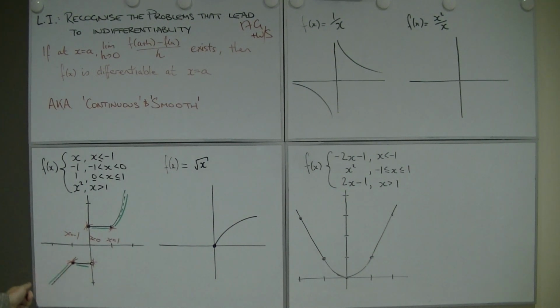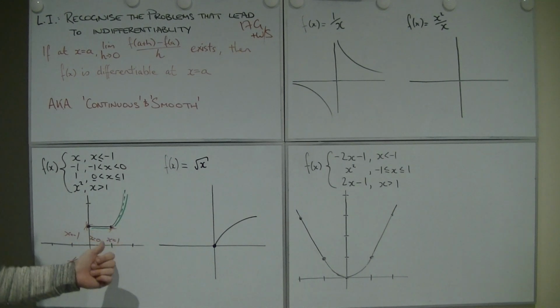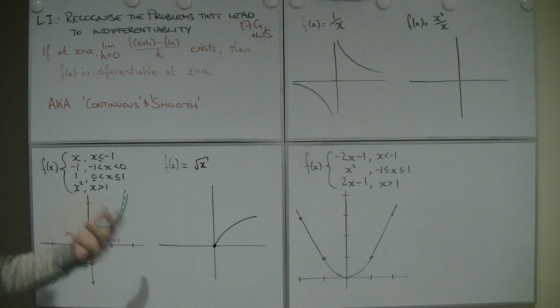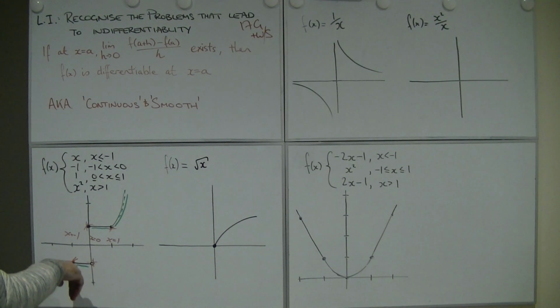We can differentiate before it, that's fine. We can differentiate between x is -1 and x is 0, we can differentiate between x is 0 and x is 1, and we can differentiate after 1, but at exactly these values, we can't differentiate because it doesn't have any meaning at that point. So here we've got problems with smoothness.